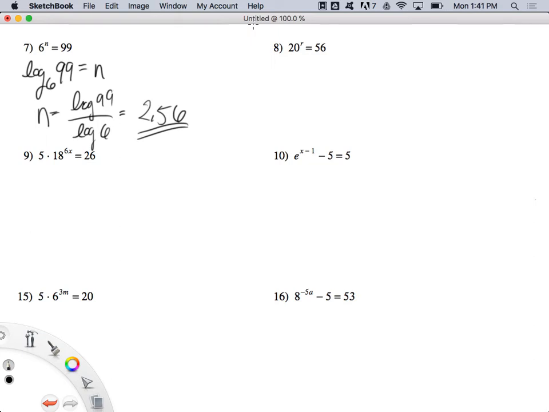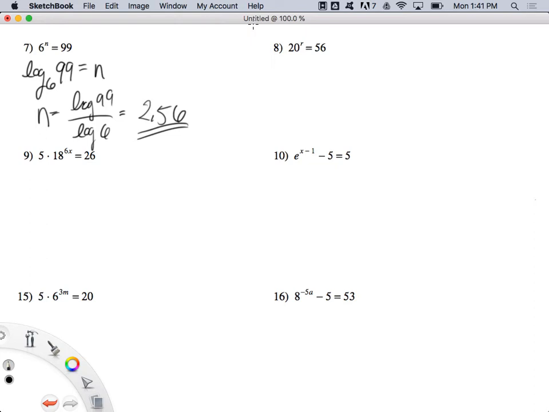To get this from exponential to logarithmic form is what we just did a couple pages ago. You guys remember that? So log base 6 of 99 equals n. That's good. But now I have to evaluate log base 6 of 99. How do I do that? The change of base formula, which tells me that log base 6 of 99 is log of 99 over log of 6.